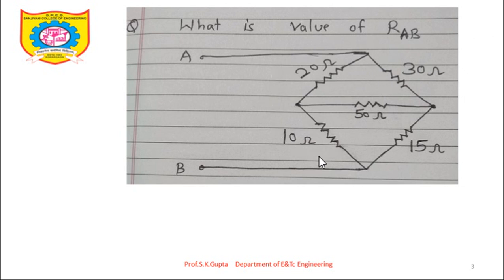So whenever the bridge is balanced, this 50 ohm you can treat as zero resistance, that means a short circuit, or you can treat this branch as open circuit, that means here and here we have open circuit, there is no 50 ohm resistance, so this resistance has no effect. Whenever the bridge is balanced, this resistance loses its significance.